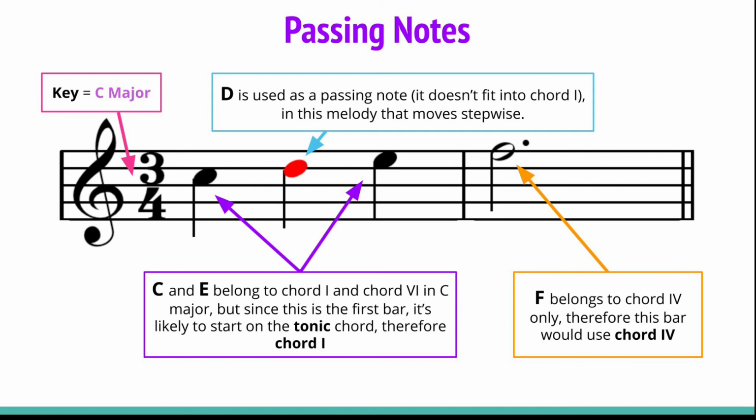In the next bar, we've got the note F. F belongs to chord 4 only. Therefore, this bar would only use chord 4, which is the chord of F. Take some time to look at this example to get used to what you need to do when you have a literacy question to insert chords involving passing notes.